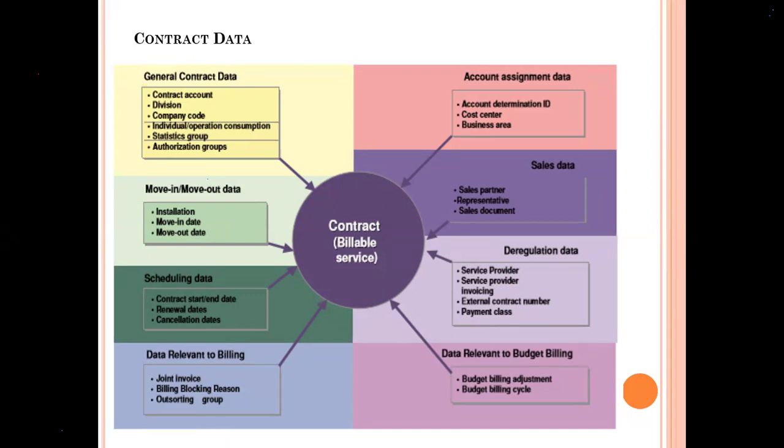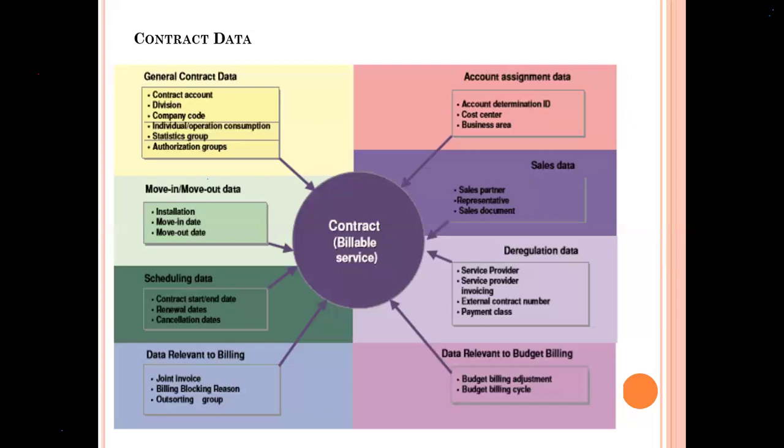Individual operation, then, if there will be consumption, what is the initial consumption at the starting point that we need to capture during the creation of the contract. Statistical groups are there which put the values not into GL, but statistically, to hold the values for historical reasons. Then we need the start date, which we call the move-in date, and the end date, which we call the move-out date.